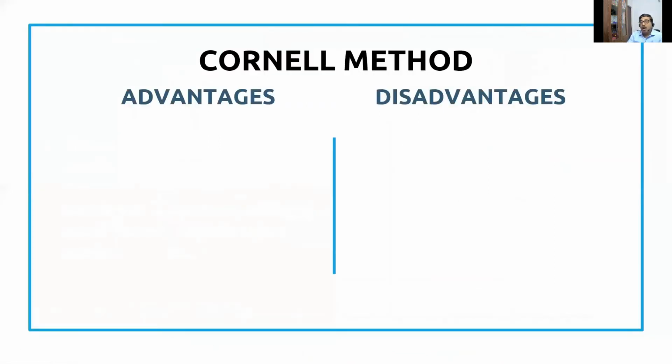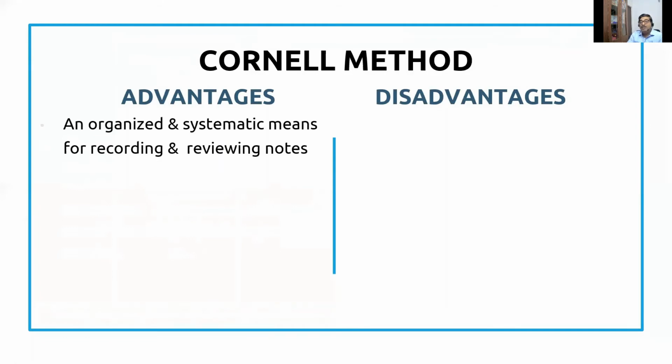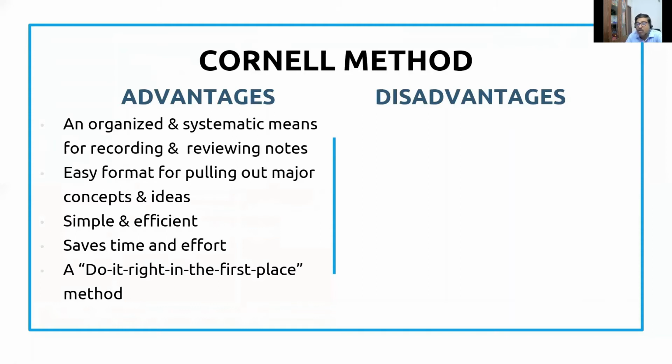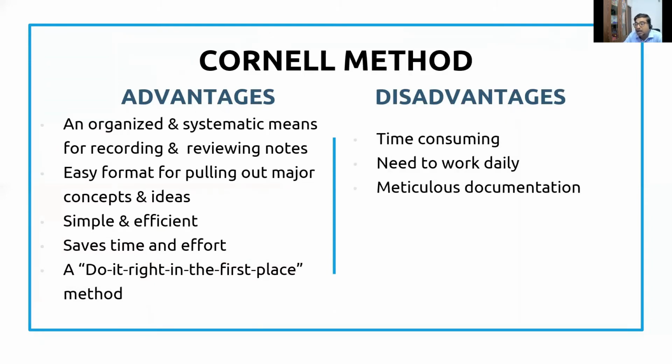The Cornell method has its own advantages and disadvantages. The advantage is that it is very organized and systematic as a means for recording and reviewing all dental related notes. And it is an easy format for pulling out major concepts and ideas at any time later in the future. It is very simple, efficient, and saves a lot of time and effort once done, but it calls for doing it right in the first place itself. The disadvantage is that it is time consuming, laborious, and you need to work daily whenever the lecture is over. Meticulous documentation means you need to be 100% attentive during the lecture, and sincerely fill in the cue page and summary page, recite, and recall.